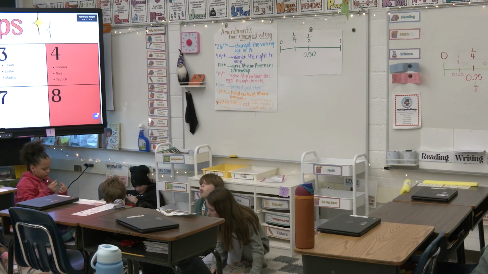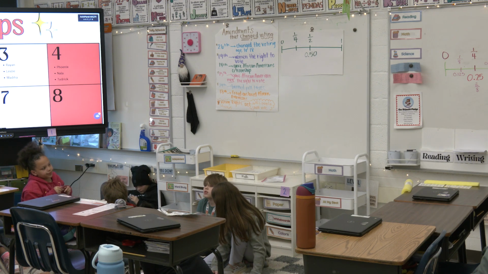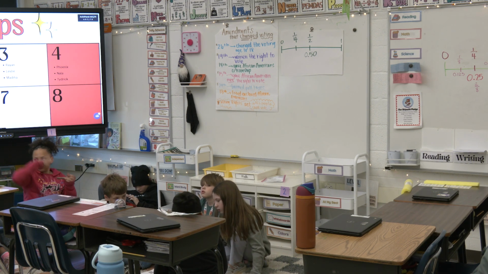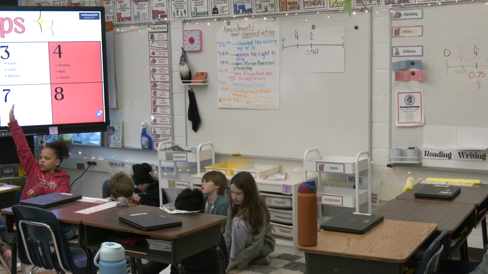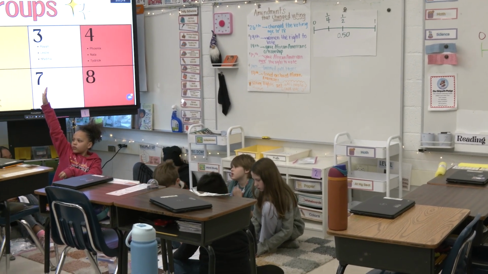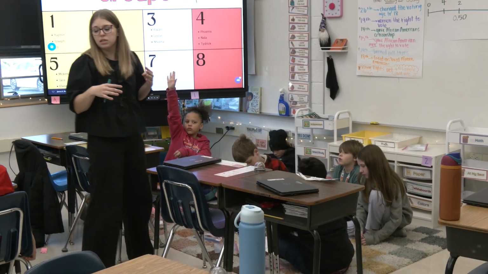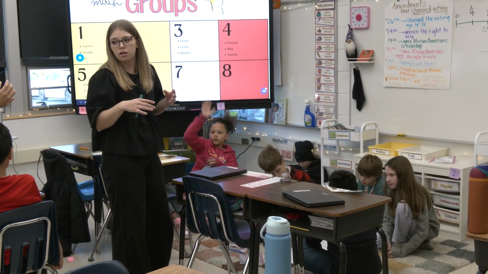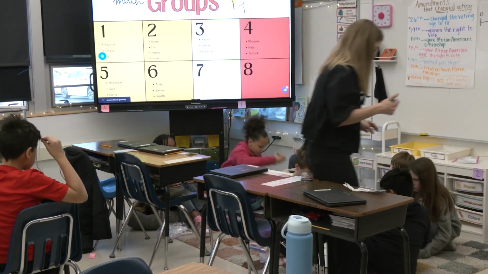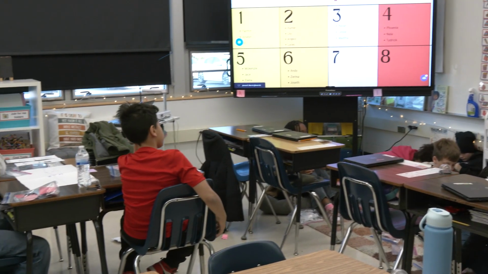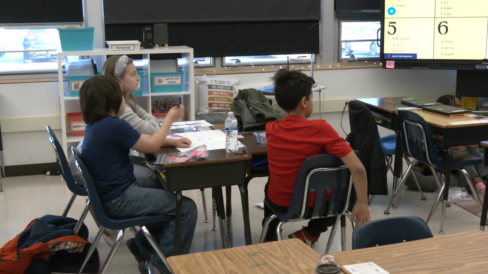Very nice. Raise your hand to tell me, what is the decimal equivalency for 1/4? This is when we think about our money and we think about 4 of these equal $1, so we break it into 4 pieces. Tydrick? 0 and 25 hundredths. Yes, excellent job. So we're going to write 0 and 25 hundredths.